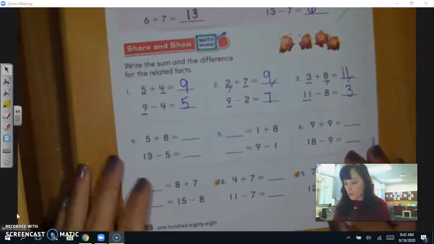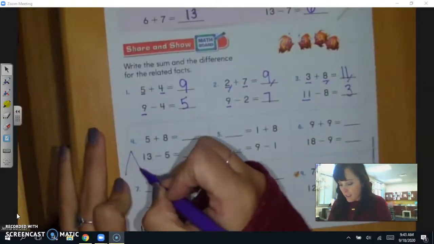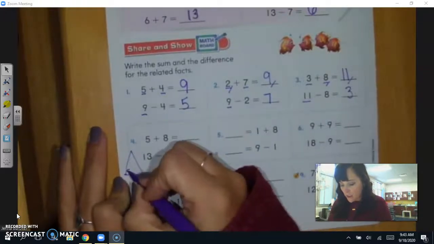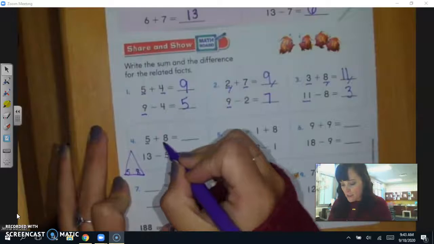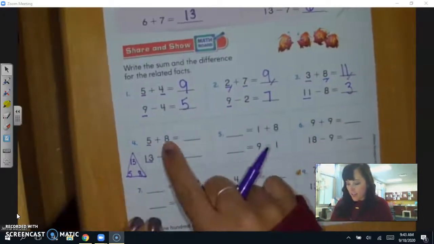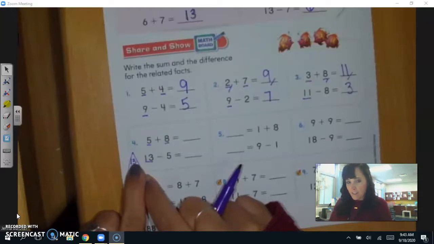So what you can also do for number 4 is beside each one, you can make a triangle. All right, 5 and 8, those are my add-ins. They're going to go at the bottom of my triangle. My big number is 13, so that will be at my top. 5 plus 8, okay, we're using 5, we've used 8. What number is left in the fact family?